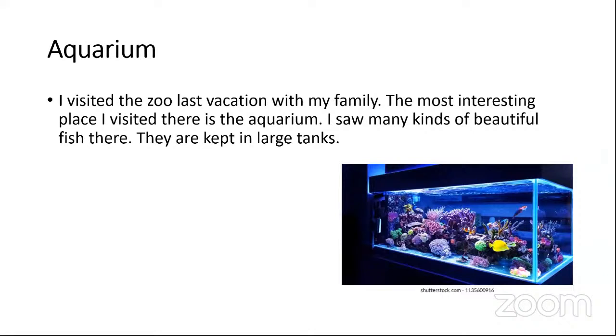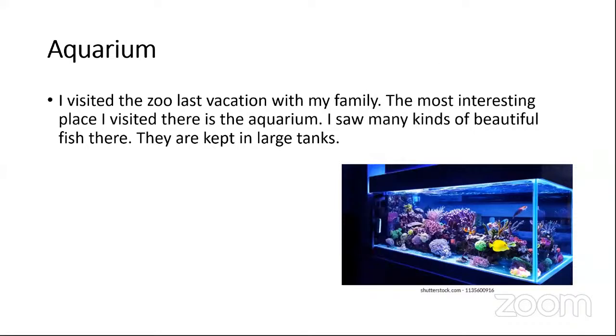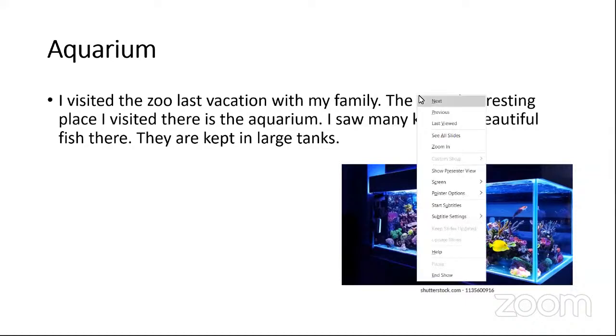Okay, if you like to draw, just write the word aquarium and draw a fish tank or something like that, if you like. Aquarium, the place where the fish are. Okay. Shall we move on to the next picture?